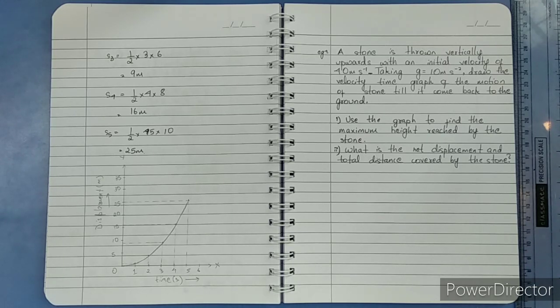Okay. Next example, we have a stone thrown vertically upwards with an initial velocity of 40 meter per second. Take g as 10 meter per second square. Draw the velocity time graph of the motion of the stone till it comes back to the ground.